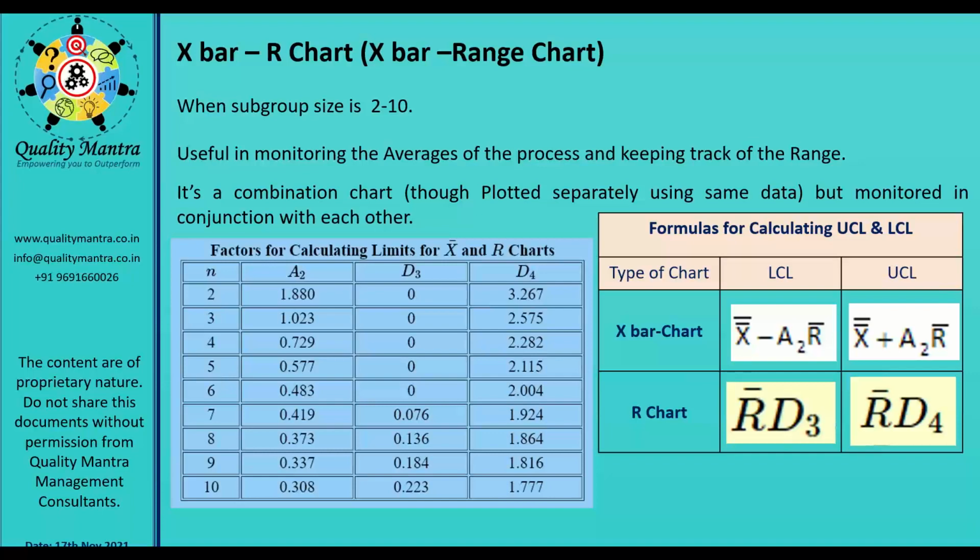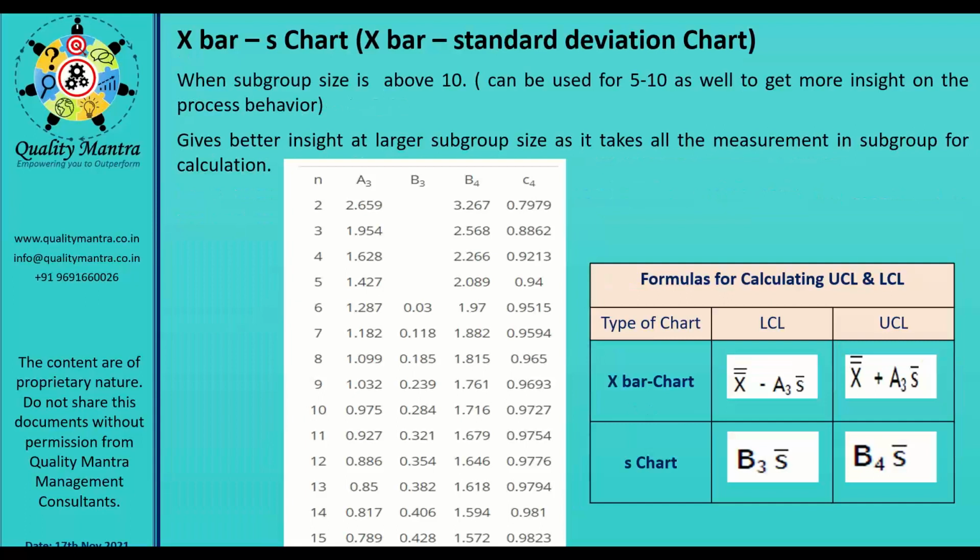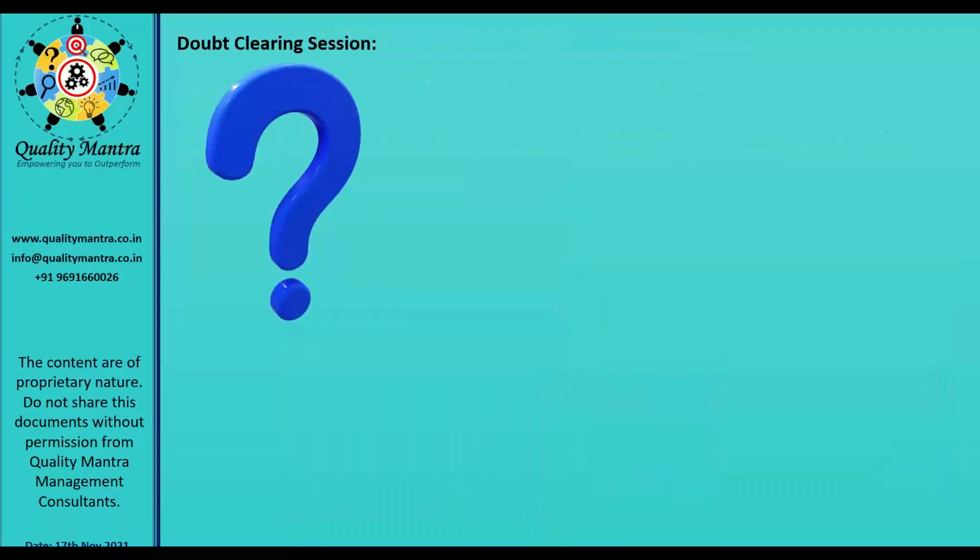Tomorrow we will study this X bar R chart and then the X bar S chart also. And tomorrow we also need to finish the charts for attributes, that is the C chart, U chart, NP chart and P chart. So tomorrow we will go through the X bar R chart, X bar S chart and the remaining charts. If you have any question, you can raise it, else we will close today's session.